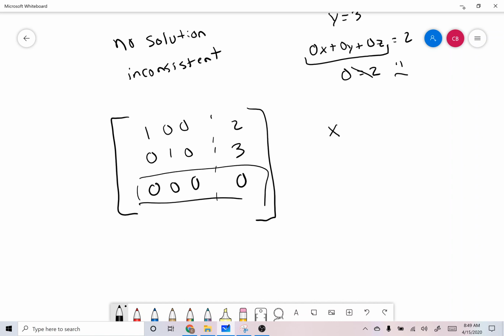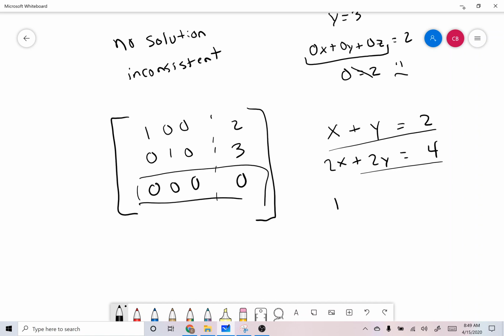Another example would be if I had x plus y is equal to 2, and then I had 2x plus 2y is equal to 4. Notice that this is just 2 times the top row. If you multiply the top row by 2, you get this row. That would mean that these are linearly dependent.